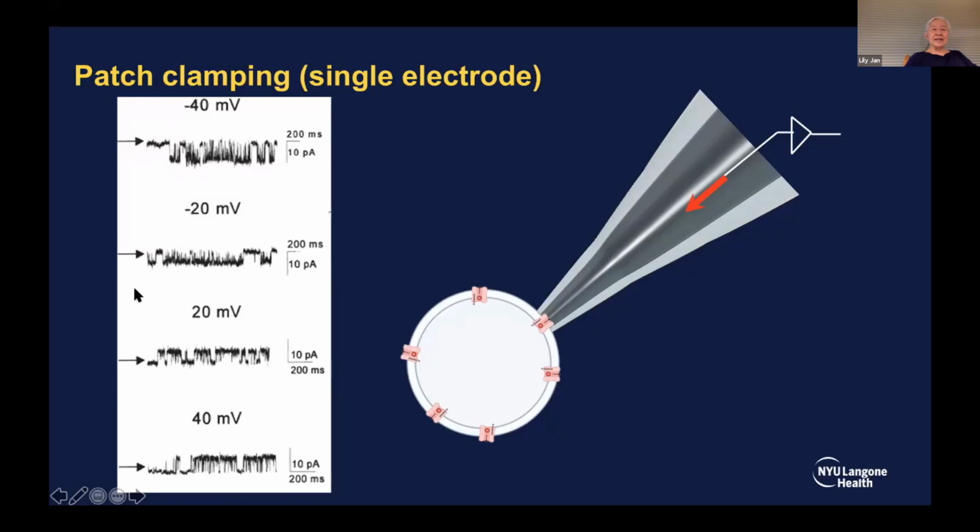And this is one example where the current will change direction somewhere in between minus 20 and plus 20 millivolt. And that's an example for a non-selective cation channel that permeates both sodium and potassium. And so this reversal potential is somewhere in between the sodium equilibrium potential and the potassium equilibrium potential.